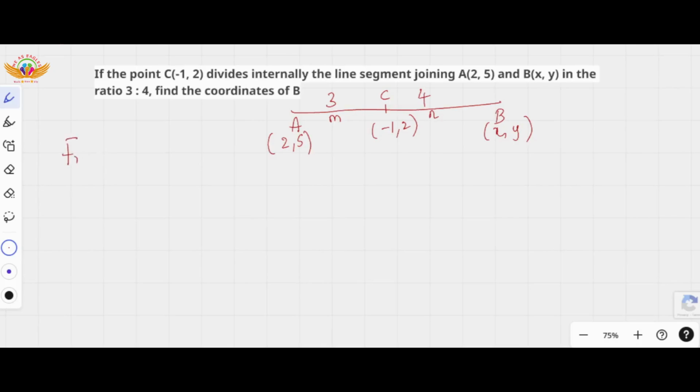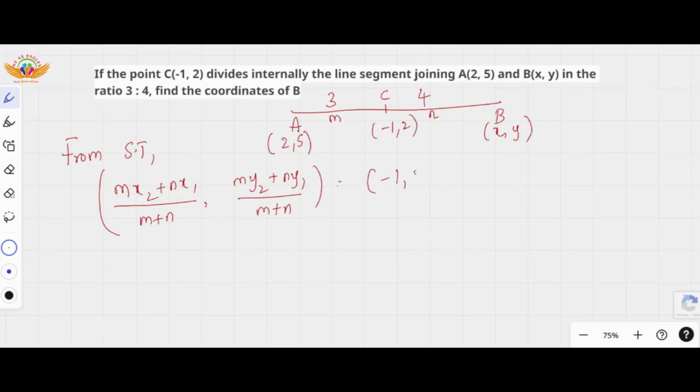So from section formula, what is the formula? (mx2 plus nx1) divided by (m plus n), comma, (my2 plus ny1) divided by (m plus n), is equal to minus 1 comma 2. They have given you the point directly, and they also have given m and n, but we have to find out the terms x2 and y2. x1 y1 I know. This is x1 y1 and this is my x2 y2.